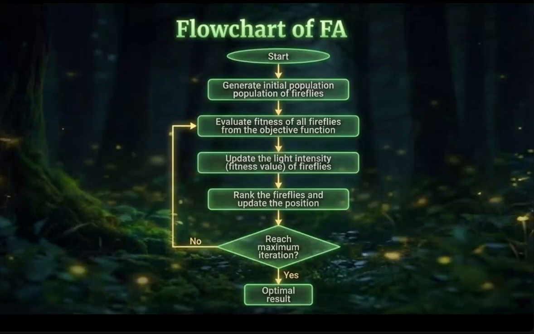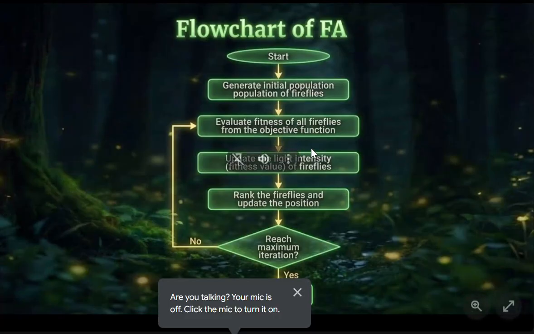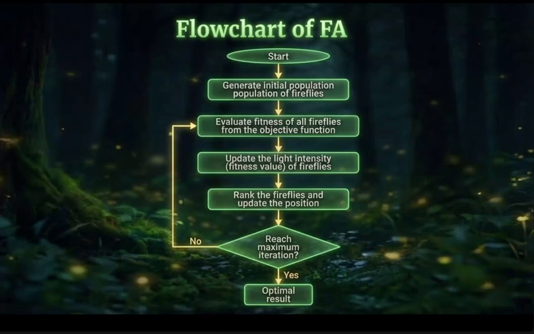We have a start, so the algorithm initializes. We generate the initial population by creating a random population of fireflies. We evaluate the fitness. The fitness of all fireflies is evaluated using an objective function. So this sets their initial light intensity. We update the intensity of the firefly.